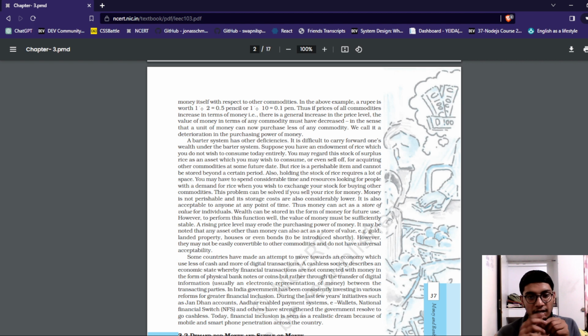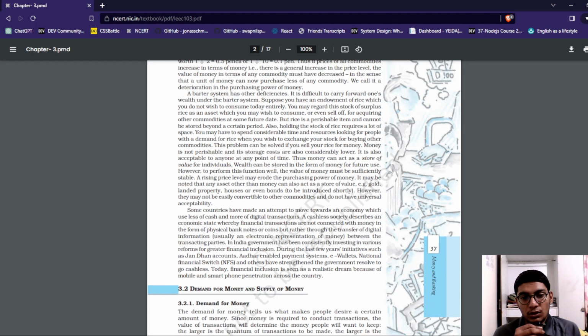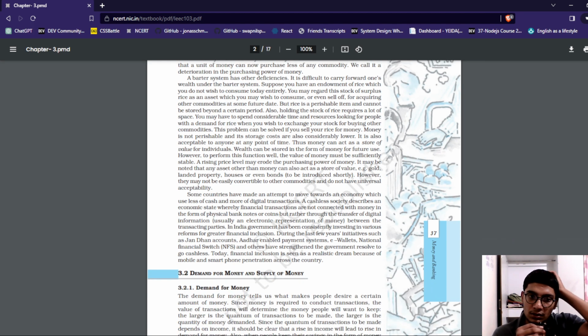It may be noted that any asset other than money can also act as a store of value, for example gold, landed property, houses, or even bonds, introduced shortly. However, they may not be easily convertible into other commodities or may not have universal acceptability.